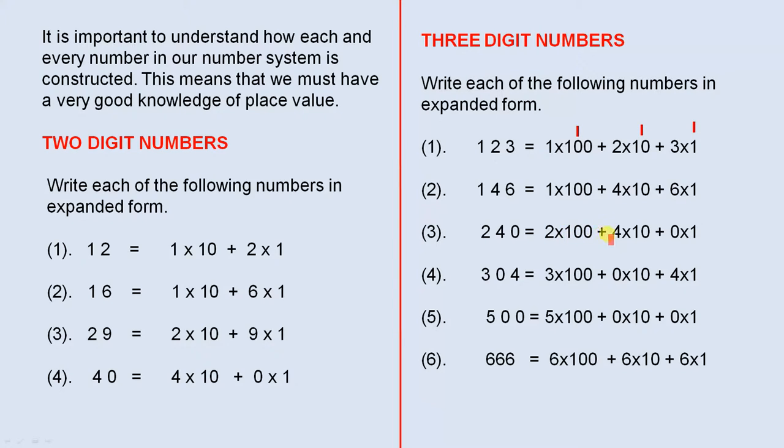240 is 2 times 100 plus 4 times 10 plus 0 times 1. 304 is 3 times 100 plus 0 times 10 plus 4 times 1. 500 is 5 times 100 plus 0 times 10 plus 0 times 1. And 666 is 6 times 100 plus 6 times 10 plus 6 times 1.